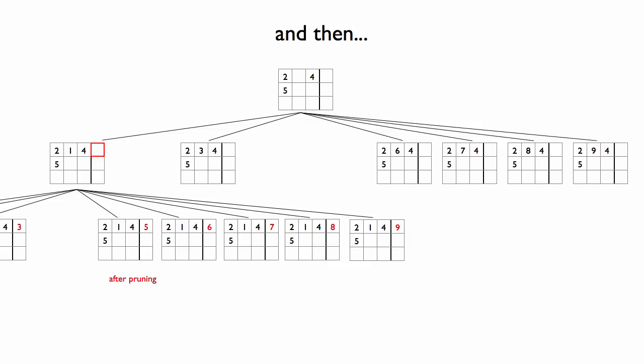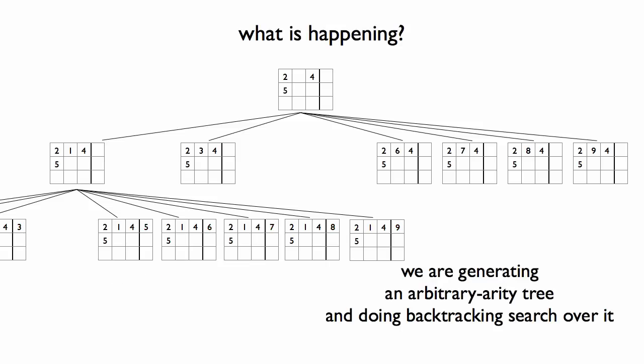And what's going on here? What are we doing? What I want to say to you is that there's 3 crucial aspects to what's going on here. We are generating an arbitrary arity tree, and we're doing a backtracking search over it. Those are the 3 things. Let me explain them in turn.